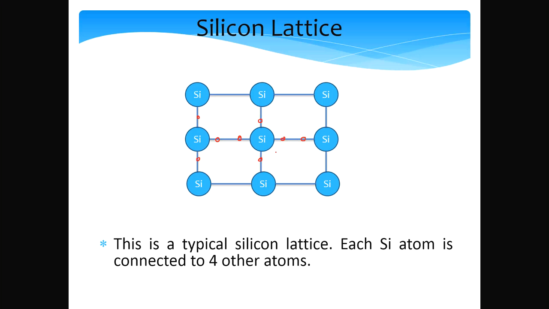This is a 2D view of what is otherwise a 3D lattice, but conceptually you can think that each silicon atom is connected to 4 other silicon atoms, and they form covalent bonds in the way that is shown to ensure that they have a stable structure.